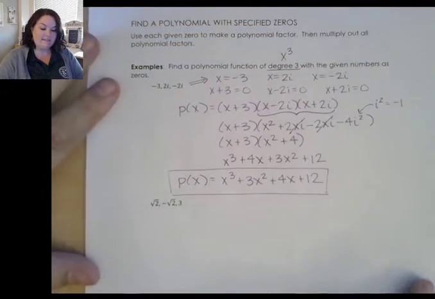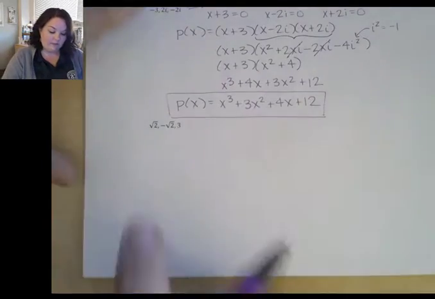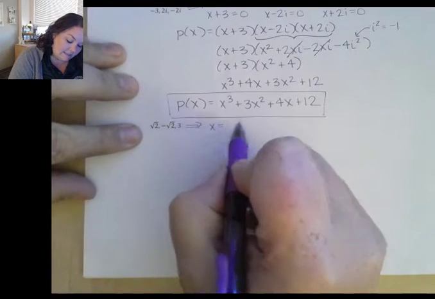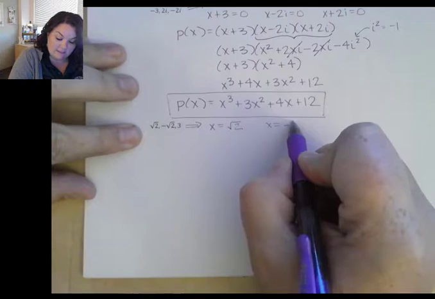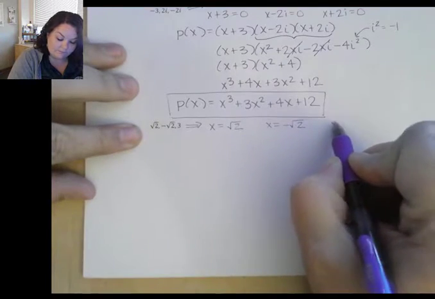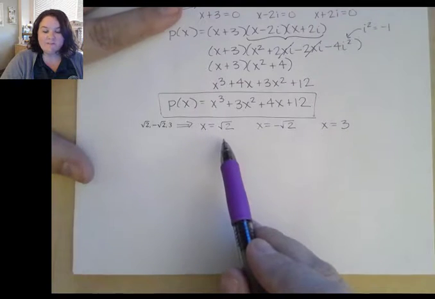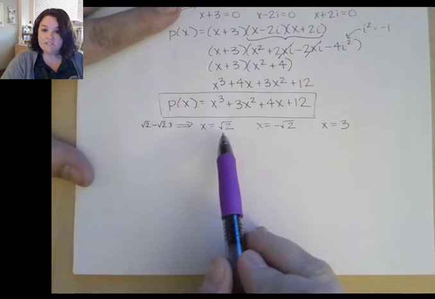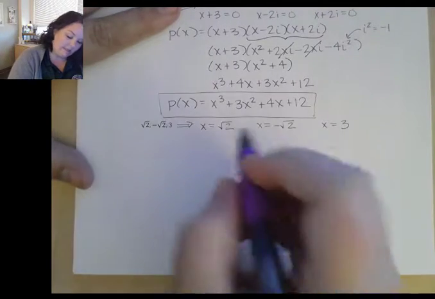Okay, let's look at the same idea on this next one. This means that we ended up with x is equal to the square root of 2, x is equal to the negative square root of 2, and x is equal to 3. So now we have each of the solutions written out. To find the factors that these solutions came from, we would have to take each value and move it back across the equal sign.